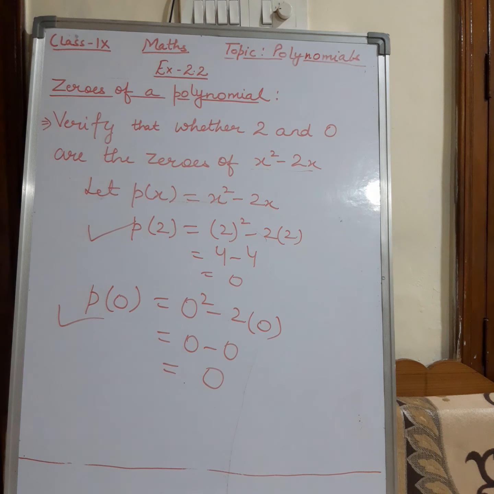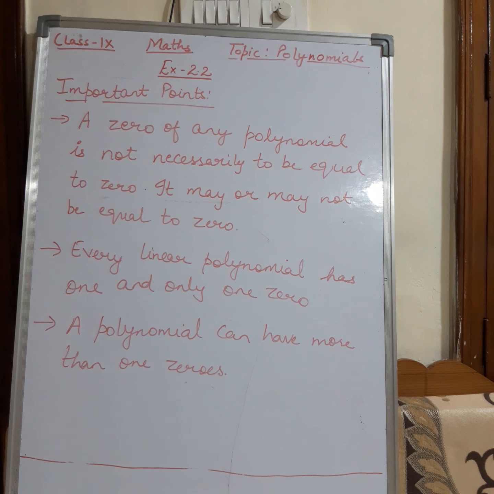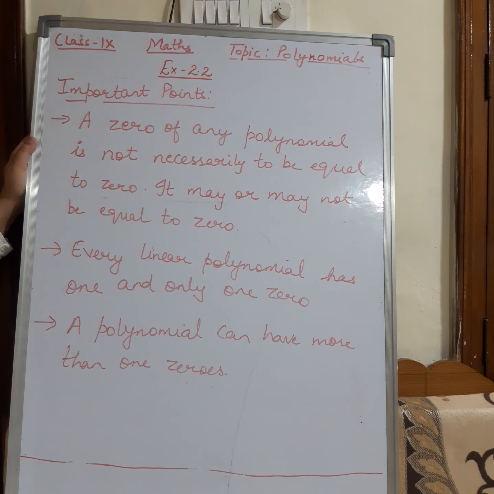Fine. Now this all was about zeros. Let us discuss some very important points. First point says a zero of any polynomial is not necessarily equal to 0. The name is zero, but it's not necessary that the value of the zero is also 0. Like I can say 2 is a zero of p(x), 5 is a zero of p(x), minus 1 is a zero of p(x). So it may or may not be equal to 0.